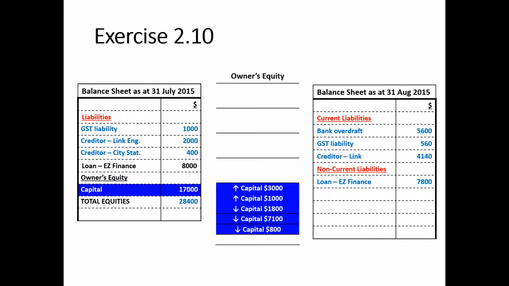That'll leave capital. So capital was an opening balance of $17,000, and we can see all the transactions in blue during the month were transactions that affected capital. So if we recalculate using our calculators, we'll get a new balance of capital of $11,300.